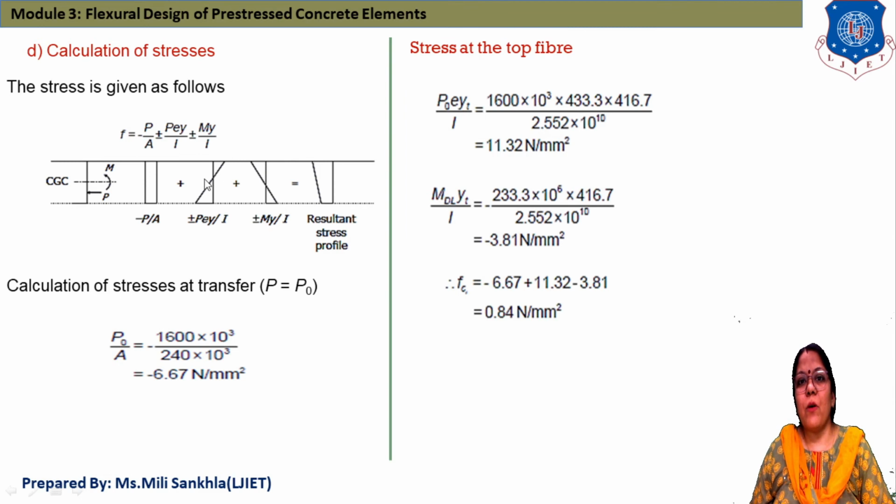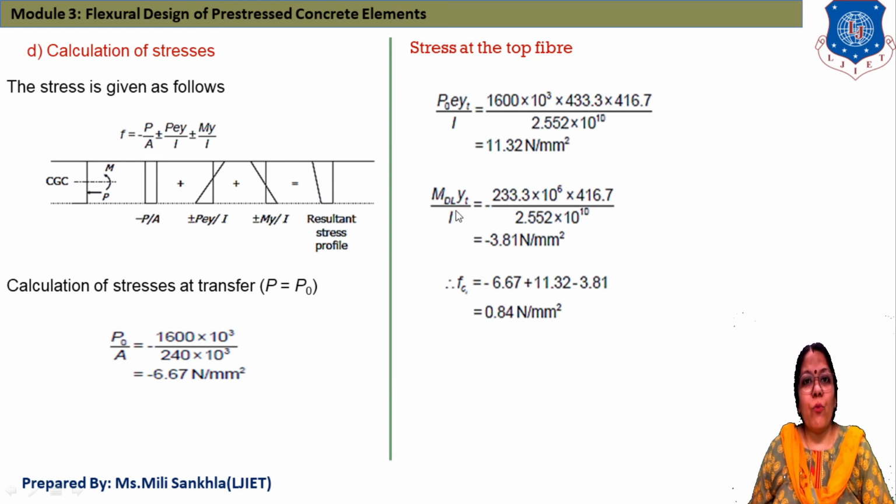Here we discuss the top fiber. First we find the top fiber, then we find the bottom fiber. 1600, then YT for the top fiber is 433.3. This is our eccentricity, and YT is equal to 416.7, I is 2.55 into 10 raised to 10. Our answer is equal to 11.32 Newton per mm square.